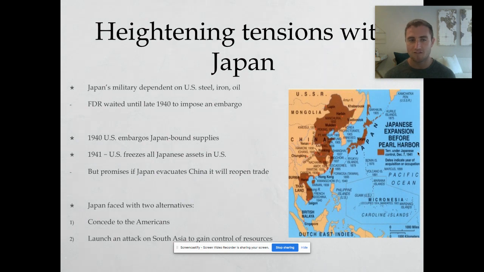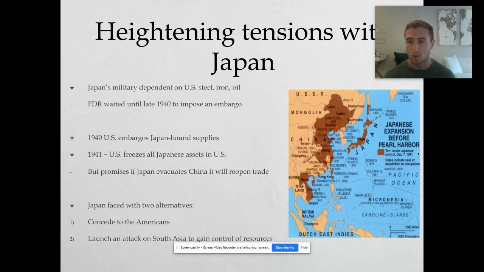Japan is very, very dependent on Western resources: steel, iron, oil, and rubber. And the US starts to embargo these resources going to Japan. So now the Japanese military strategists understand that without these supplies of steel and iron and oil and rubber, they won't be able to produce weapons of war, and they won't be able to protect themselves if one of these countries were to come in and try to attack Japan.